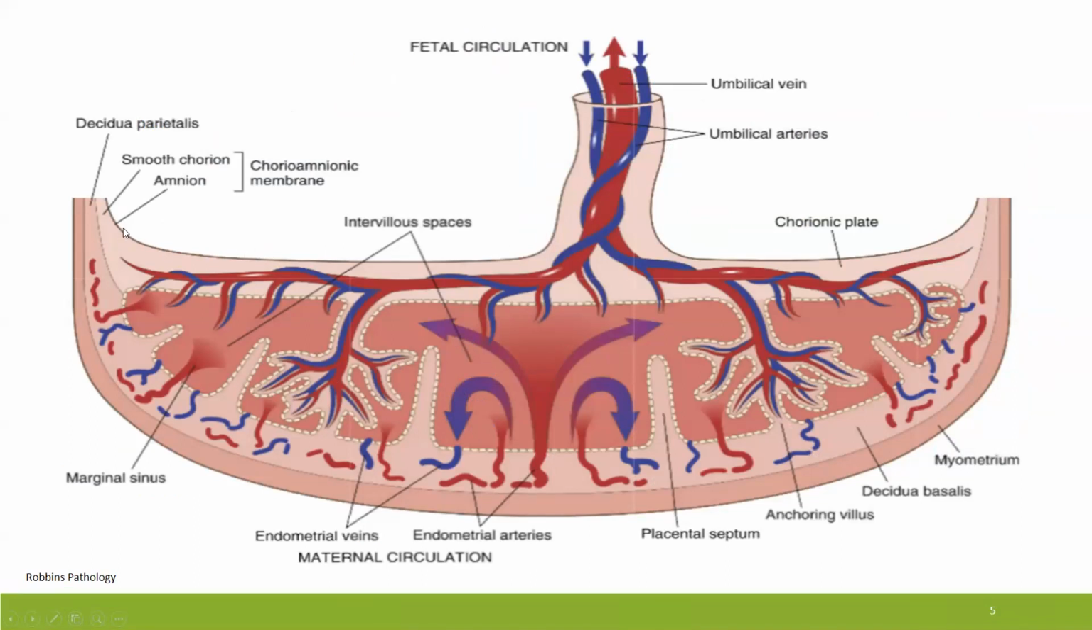This is the amniotic phase surrounding the baby itself, and it secretes the amniotic fluid. So the amnion, and outside the amnion we see the chorion. Amnion, chorion. This is the fetal phase. This is the mom or the uterus phase.